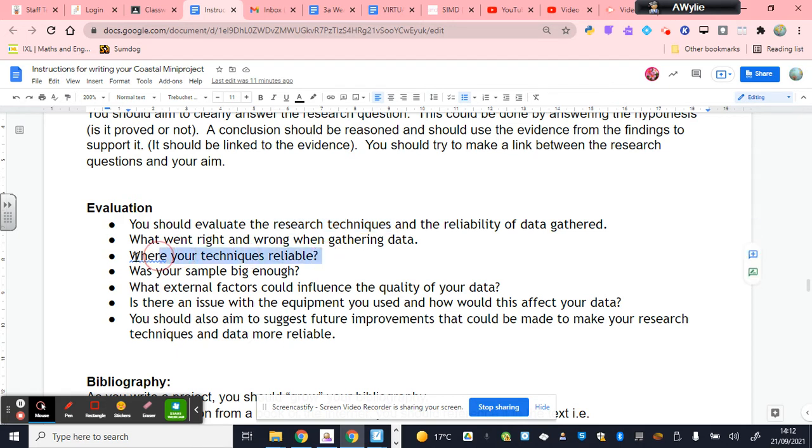So we can see here. And by techniques, I mean the equipment and how you got the gradient, the distance, how it was measured, and how we acquired our pH data. And what made it reliable and what made it unreliable, what was good and what wasn't good, okay? And we can see that here, what went right or wrong with the data gathering.